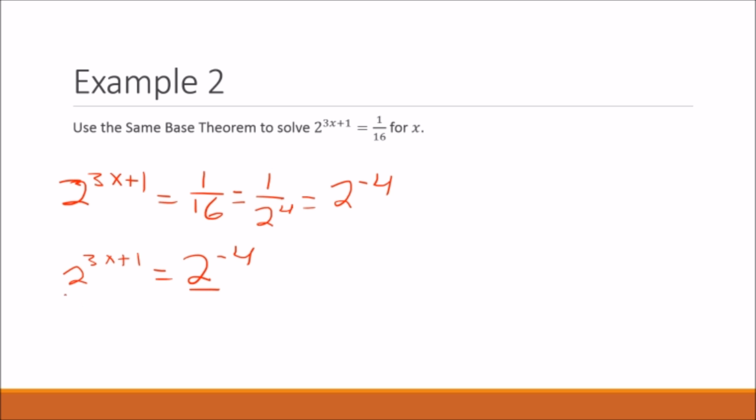Our bases are the same, so we can use the same base theorem, and we have 3x plus 1 is equal to negative 4. Solving for x, we're going to subtract 1, so we'll have 3x is equal to negative 5, and x is equal to negative 5/3.